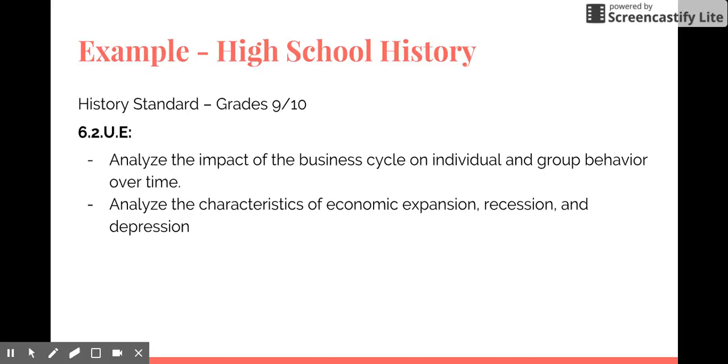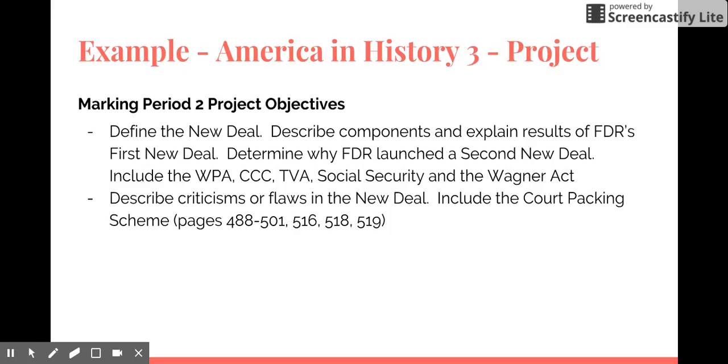Okay, so moving along, high school history. Here's a history standard that spans grades 9 and 10. Analyze the impact of the business cycle on individual and group behavior over time. Analyze characteristics of economic expansion, recession, and depression.